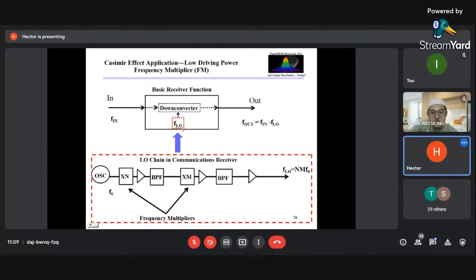The local oscillator frequency is generated by a local oscillator chain. And this local oscillator or LO chain consists of an oscillator here, typically a crystal oscillator with frequencies of the order of 100 megahertz or less, followed by a frequency multiplier, amplifier, bandpass filter, another frequency multiplier, another amplifier, and another bandpass filter to end up with a frequency of the order of gigahertz.